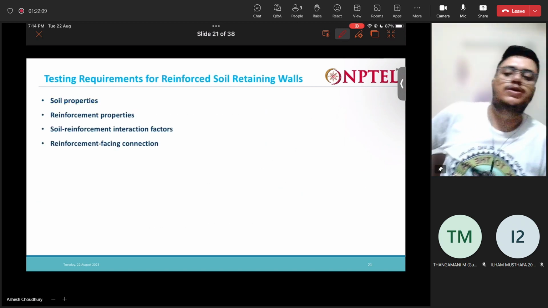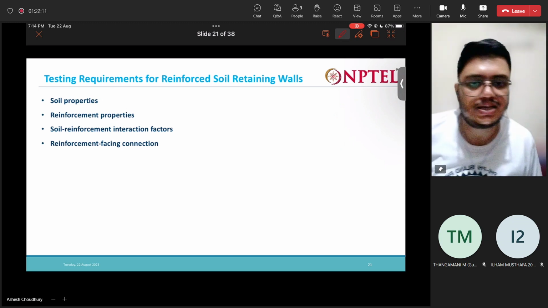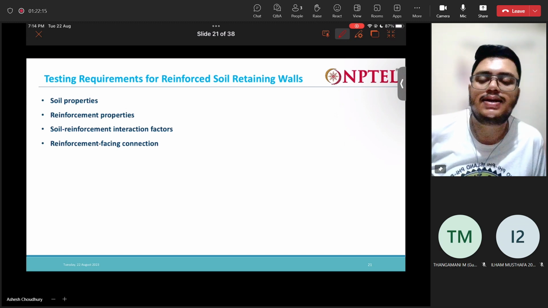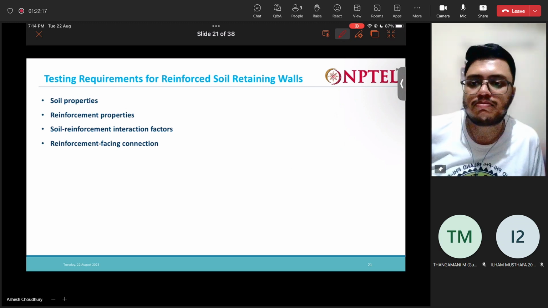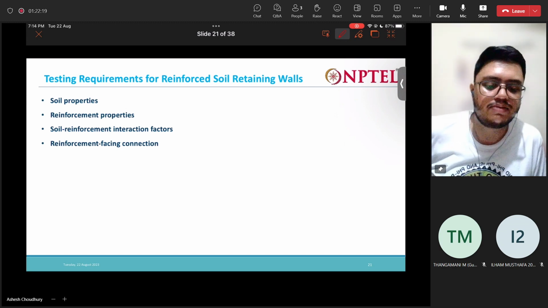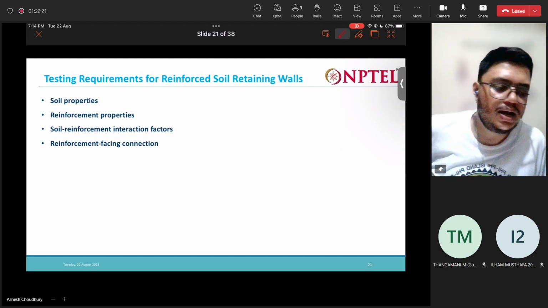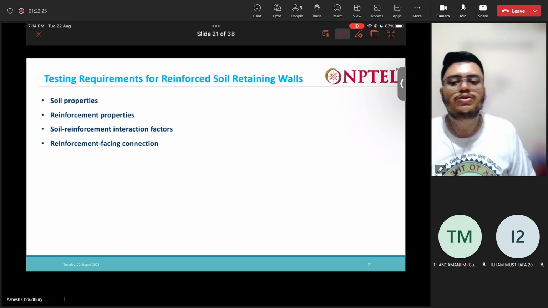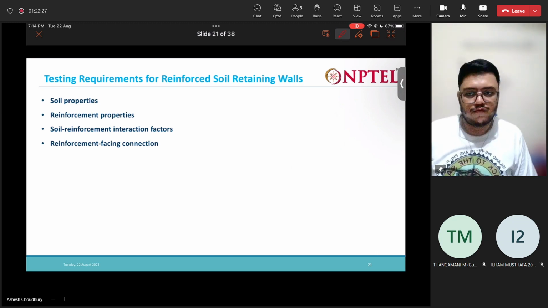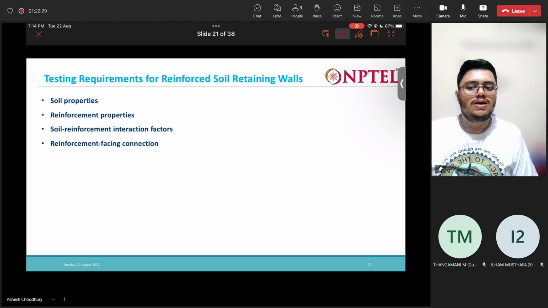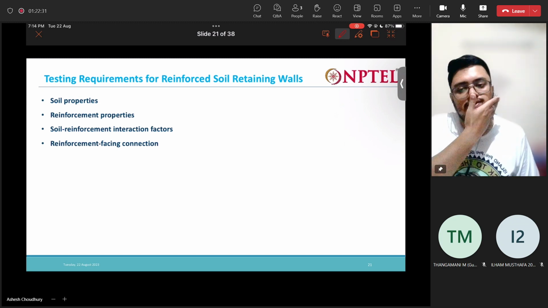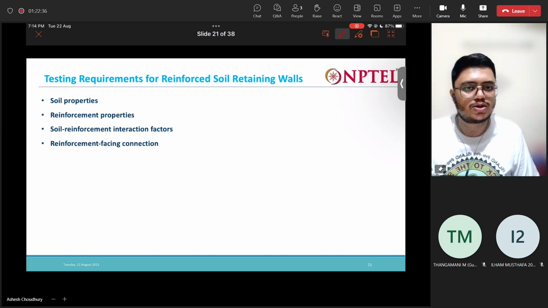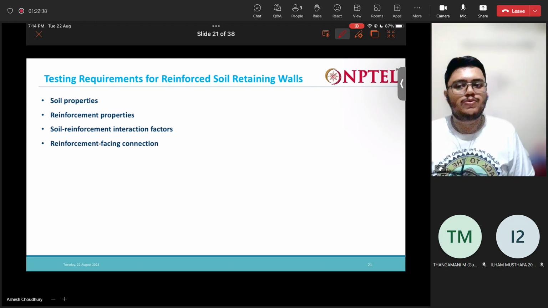Now, testing requirement. We studied many things, so we need to determine the various forces, some of which are coming from the soil and other things. For that we need some soil properties, some reinforcement properties, and some reinforcement interaction factors. First is the soil property, which means the friction angle of the soil. This is the most important thing that we need to know.